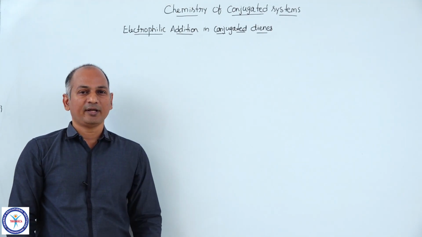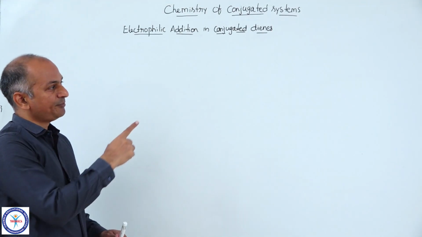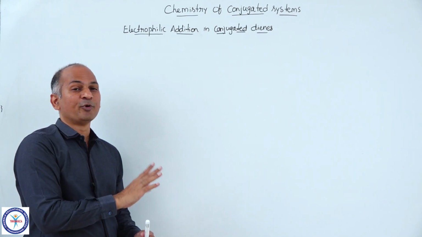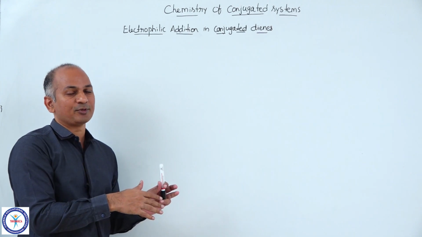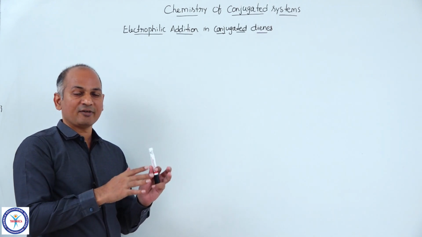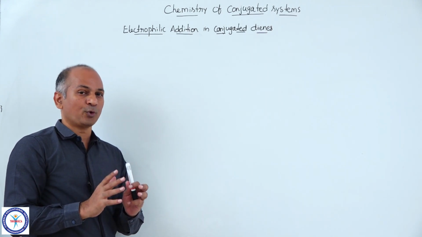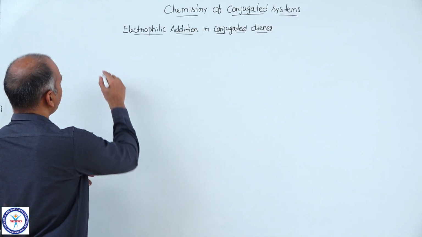Now let me come to the reason. The names, the terminology behind them: thermodynamic control, kinetic control. First I will explain both the examples which I took up. One is addition of HBr and the second one is addition of bromine. First let me come to addition of HBr.